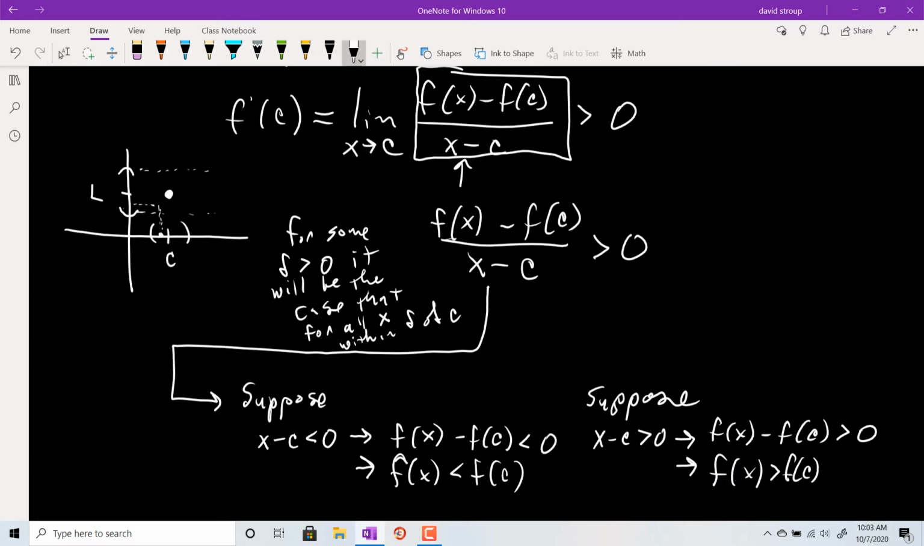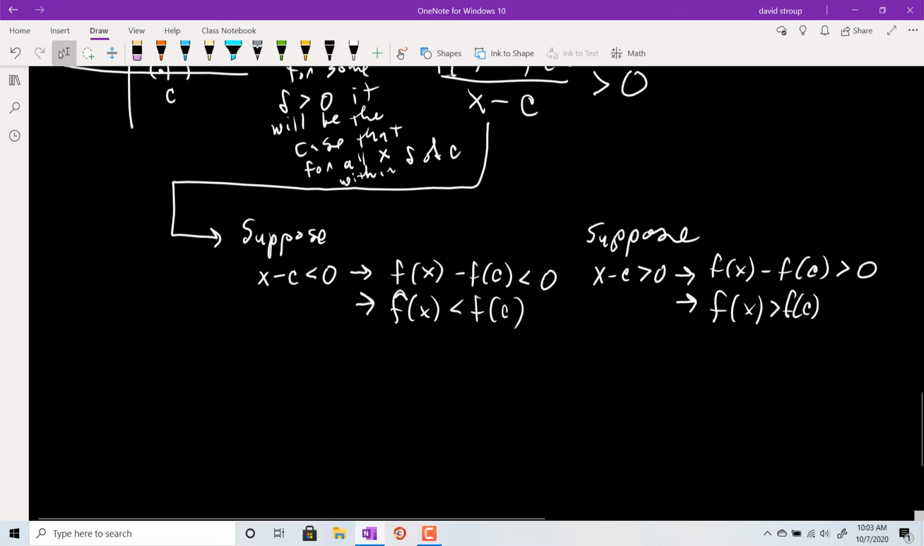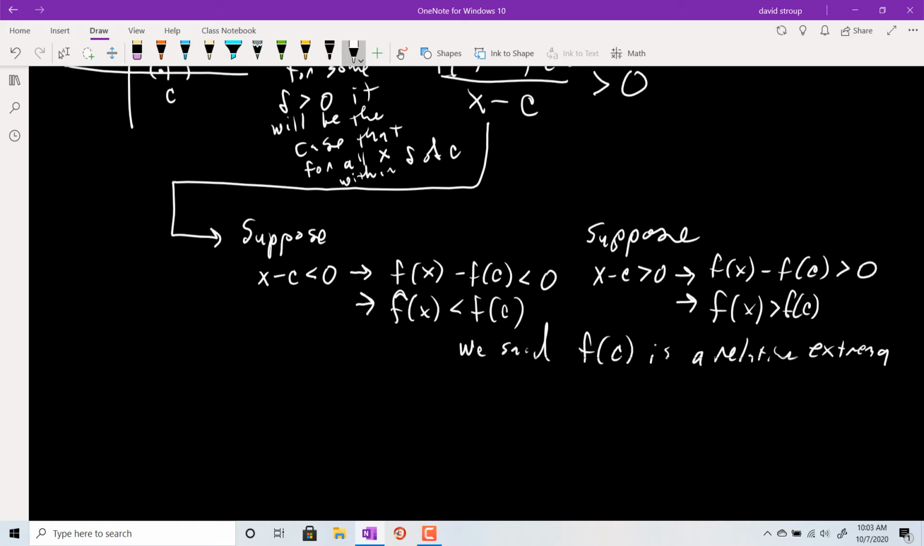So x minus c greater than 0 implies f of x minus f of c is greater than 0. f of x is then supposed to be greater than f of c. Okay, so what did we say? We said f of c is a relative extrema. These two suppositions, though, are contradicting that.